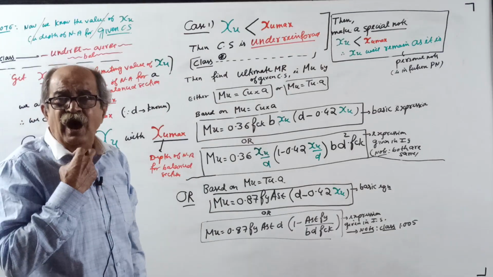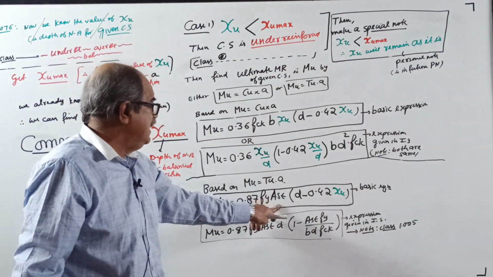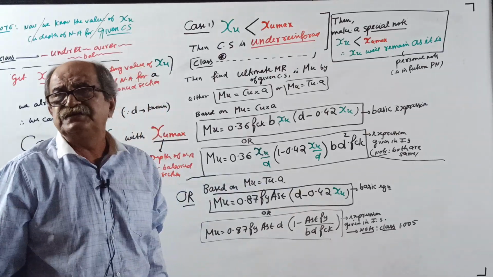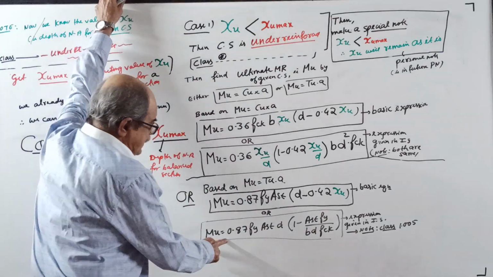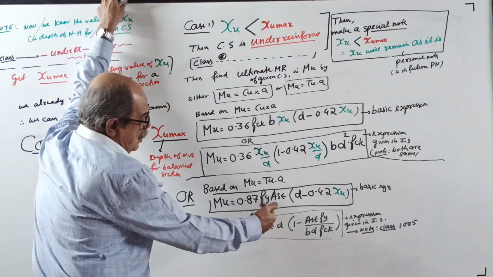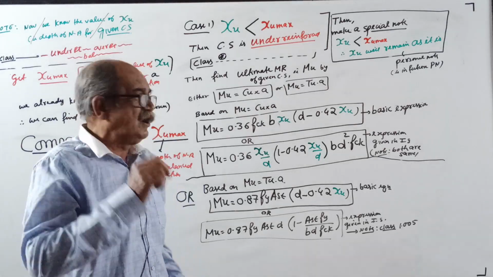Or based on TU into A, the basic equation, all this I told yesterday: MU equal to 0.87 FY into AST into D minus 0.42 XU. Or if you use the IS code version, 0.87 FY AST D into 1 minus AST FY by BD FCK. But one note you write.